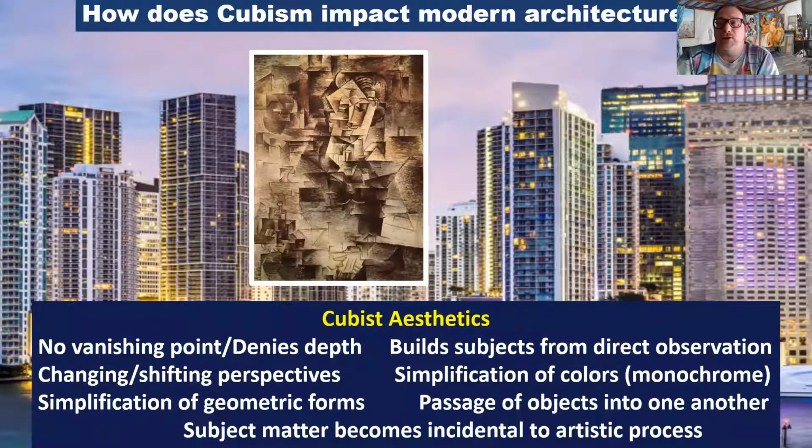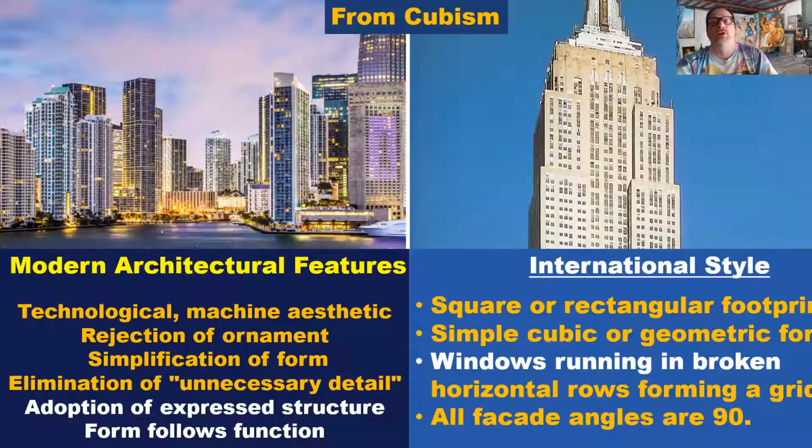How does Cubism impact modern architecture? Look at the Cubist aesthetics. There we have the portrait of Daniel Kahnweiler from Picasso. There's no vanishing point, shifting perspective as you move around, simplification of the geometric form. Subject matter becomes incidental in the building. You don't know which one of these buildings is a bank and which one is an apartment complex. Build subjects from direct observation, simplification of forms, monochrome, passage of objects into one another. You can't tell which window is for which floor. So we are going to borrow a lot of these things in modern day architecture. So Cubism is going to have an enormous effect.